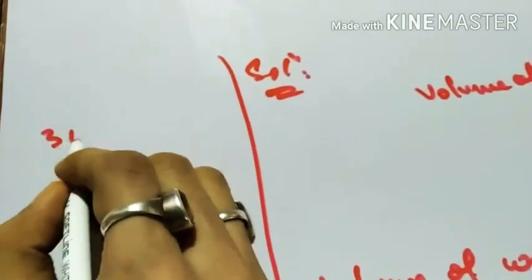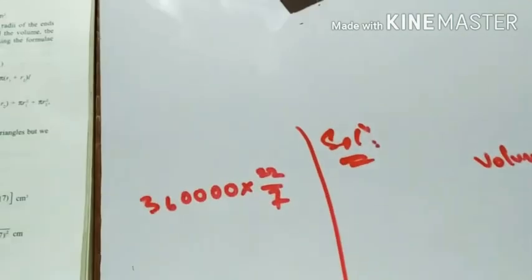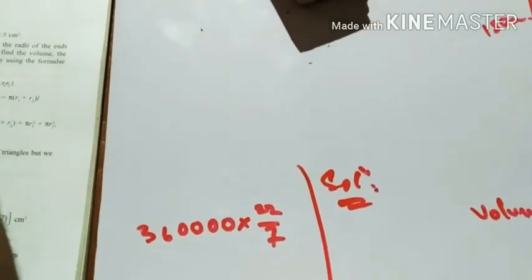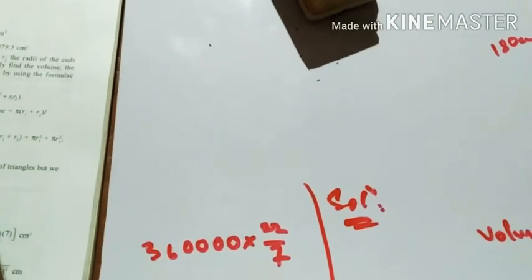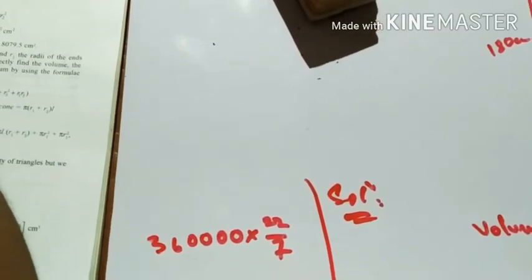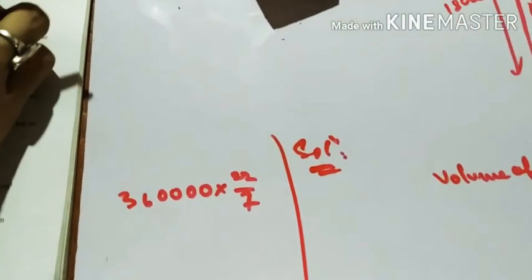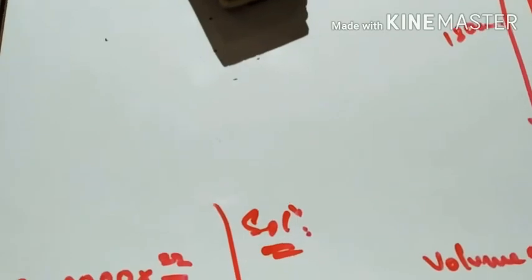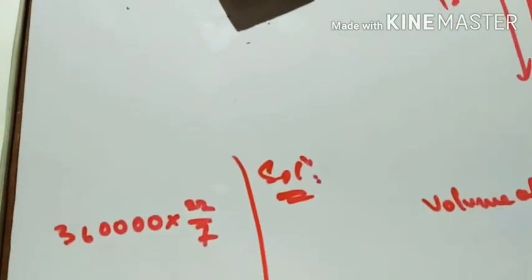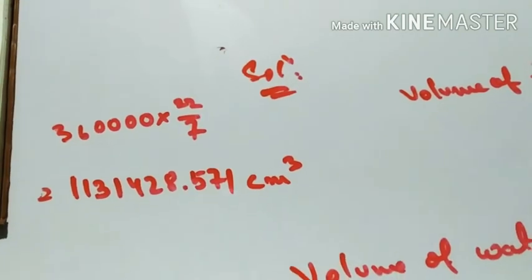So 360000 into 22 by 7, if I do, I will get 360000 divided by 7 equals, I will get 1131428.571 centimeter cube.